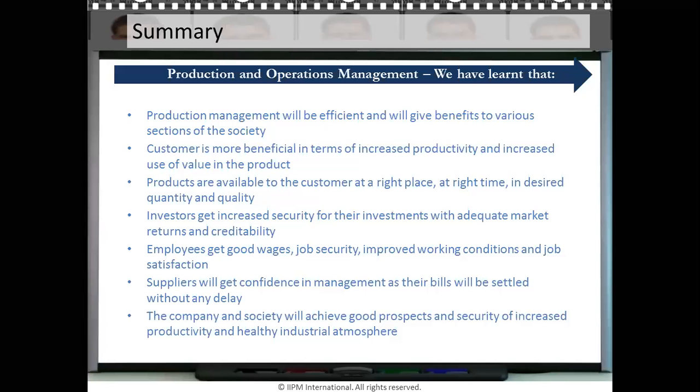Now, in summary, production and operations management, as we've learned, production management will be efficient and will give benefits to various sections of the society. Customer is more beneficial in terms of increased productivity and increased use of value in the product. Products are available to customers at the right place, at the right time, in desired quantity and quality. Investors get increased security for their investment with adequate market returns and creditability. Employees get good wages, good job security, improved working conditions, and job satisfaction.